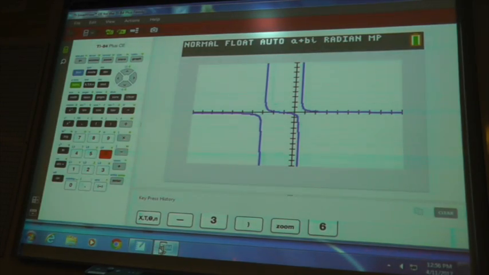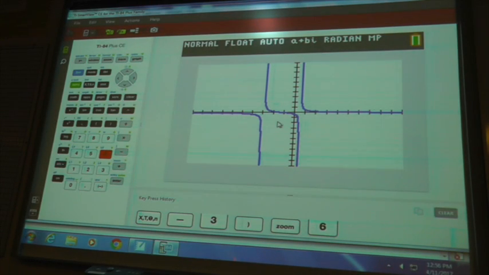Now here's a bonus question. Before I teach it to you guys, let's see if you guys can figure it out. Where is this going to cross the x-axis right here? What value of x is that? What does it look like it might be?